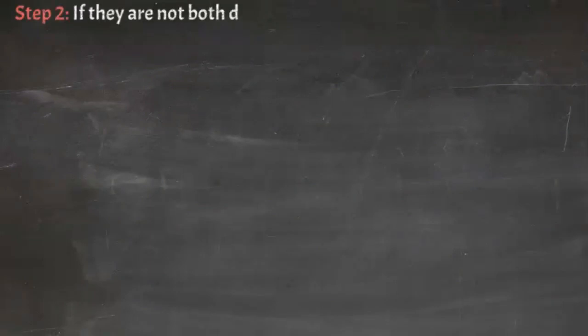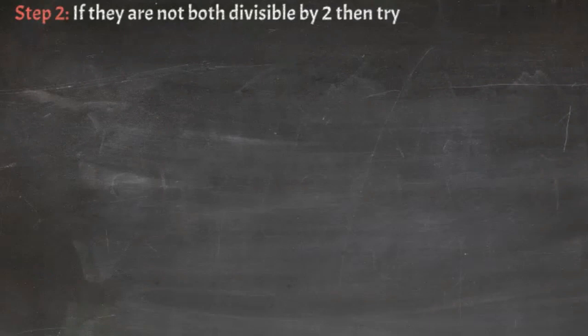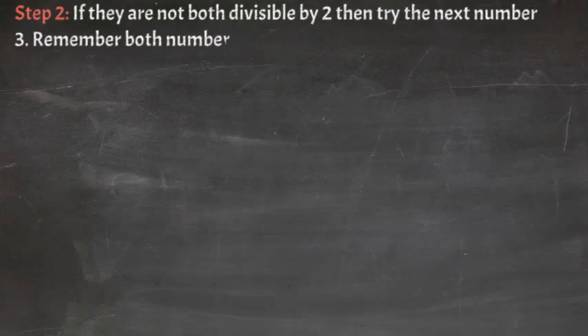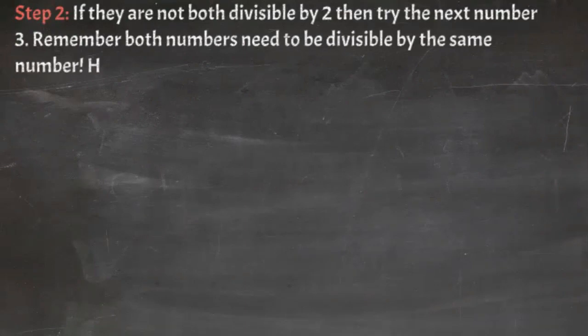Okay, let's go on to step 2. If both numerator and the denominator are not divisible by 2, then we have to try the next number in the prime numbers, which would be 3. Remember, both numbers need to be divisible by the same number. Here's an example.